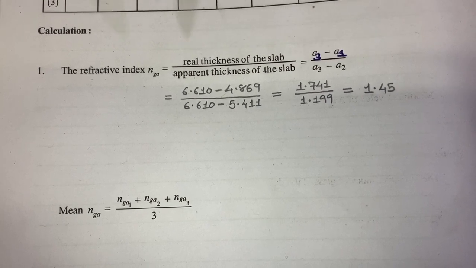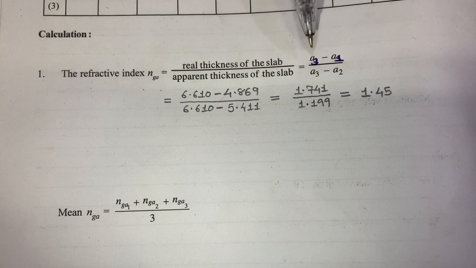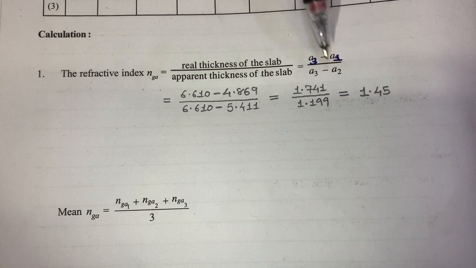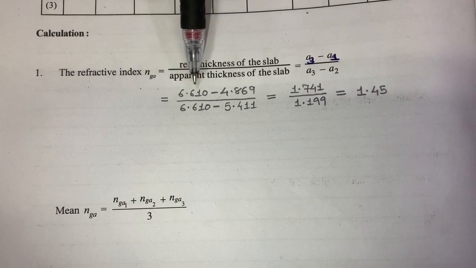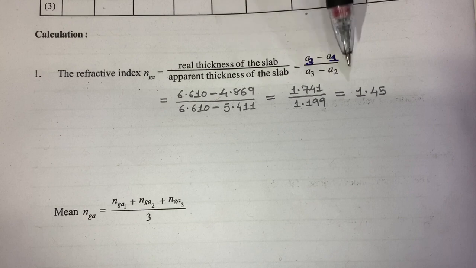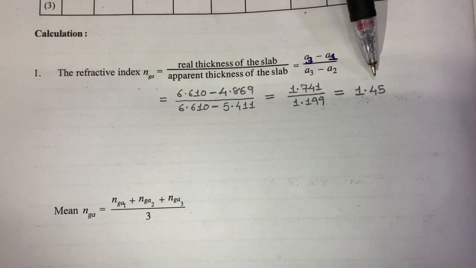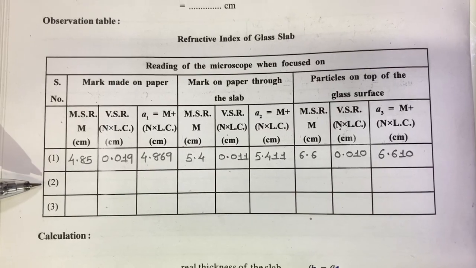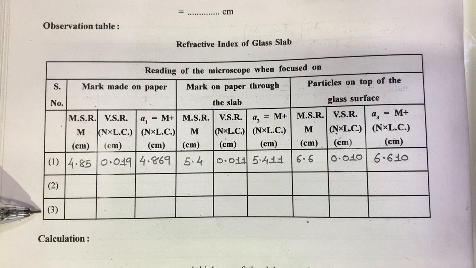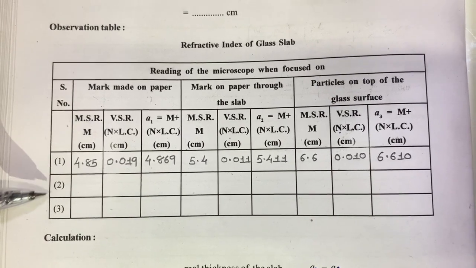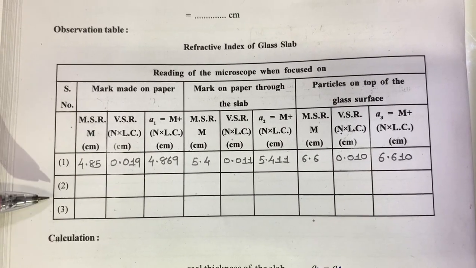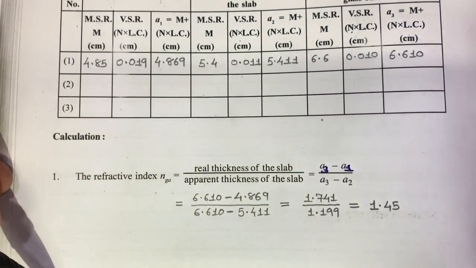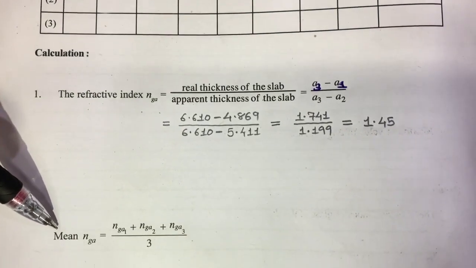So now take the difference A3 minus A1 and A3 minus A2 and solve this ratio as calculated here, and you will get the answer 1.45. Now repeat the experiment for 2 more observations, and for those observations calculate the refractive index, and then after take the mean value of the refractive index.